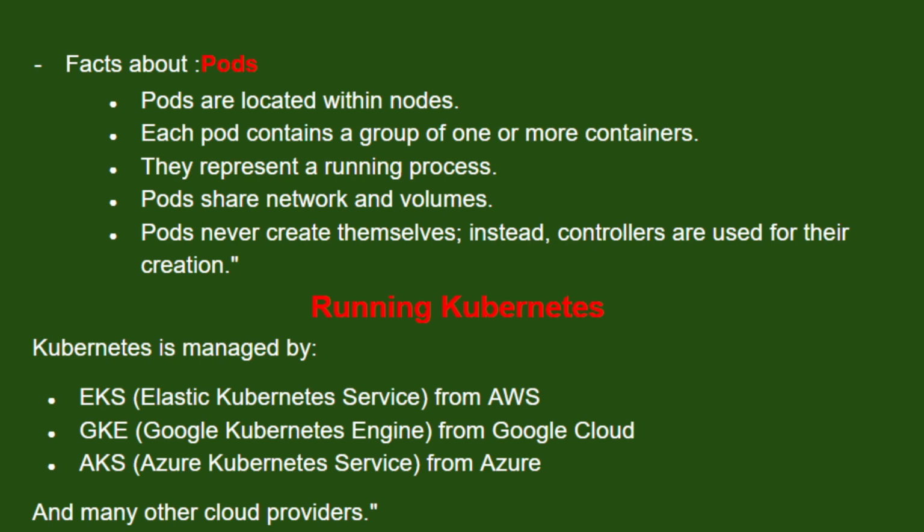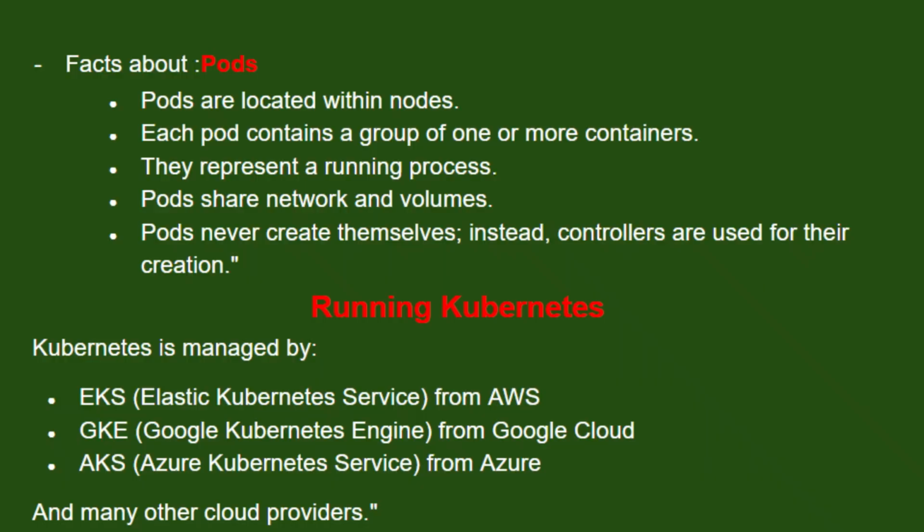How do you run Kubernetes? Now, one thing you have to understand, Kubernetes is managed by EKS, which stands for Elastic Kubernetes Service from AWS, Google Kubernetes Engine from Google Cloud, AKS, Azure Kubernetes Service from Azure, and any other cloud providers. Running Kubernetes locally involves several options, including Minikube, Kind, and Docker. But for this, we're gonna be using Minikube because of several strong points.